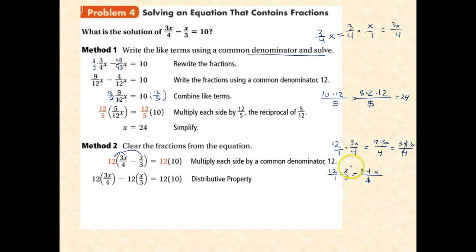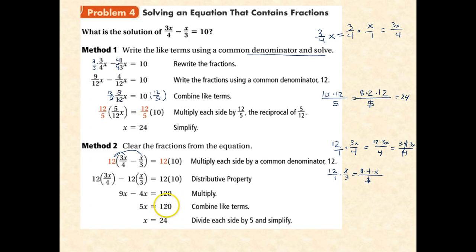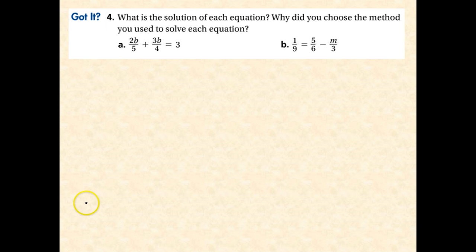So this is kind of the work I did on the side over here, using the distributive property and multiplying. And then we get 9x minus 4x is 120. Combine these like terms over here, we get 5x equals 120. Divide both sides by 5, and you get x equals 24. So which way do you like better? Me, I'm a fan of method 2. Alright, why don't you pause and see if you got it.